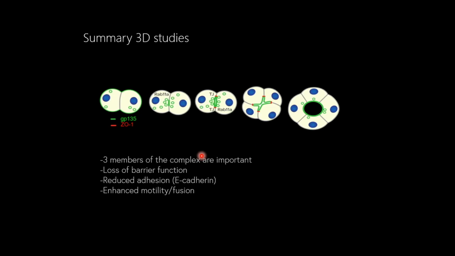So a quick summary of what we see in 3D. We see that the 3 members of the complex are important. We see something that I haven't talked much about, that there's loss of barrier function, there's reduced adhesion because we lose adherence, and we see this enhanced motility and fusion that we're very interested in trying to understand.